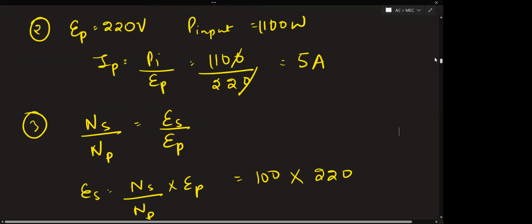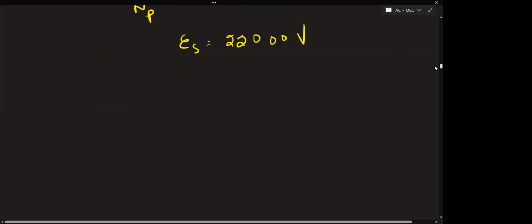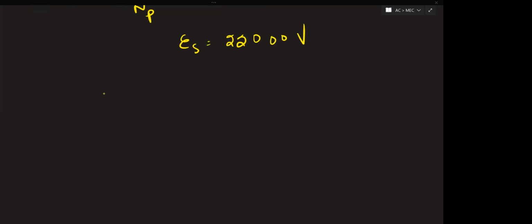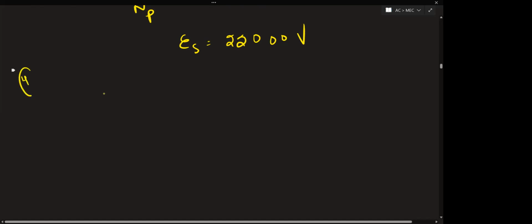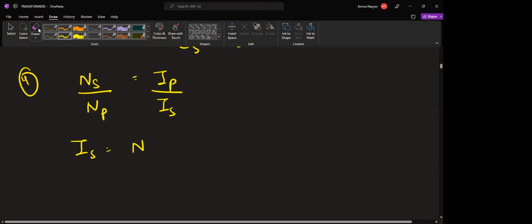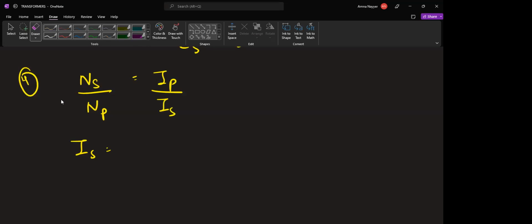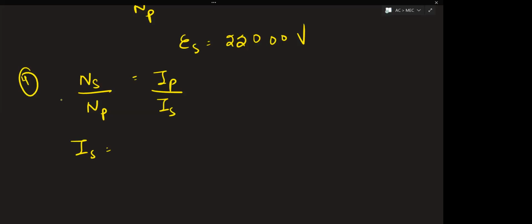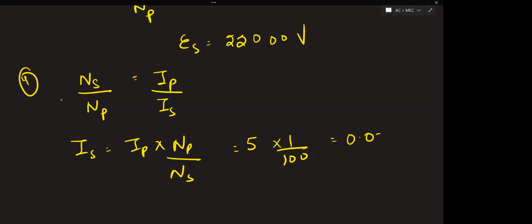And what was the next part? Current in the secondary, no? Current in the secondary can also be calculated. Rest of the things are known to you. Yes, Krishna, right answer. This is the fourth part, right? So for the fourth part, NS by NP is given to you. For current, it will be the reciprocal, IP by IS. So IS will be equal to IP multiplied by NP by NS. IP we have calculated, that was 5 amperes. NP by NS is 1 by 100. I think, Sarah, you must have done NS by NP over here and written it as 100. So this is 1 by 100 times 5, which gives you 0.05 amperes.